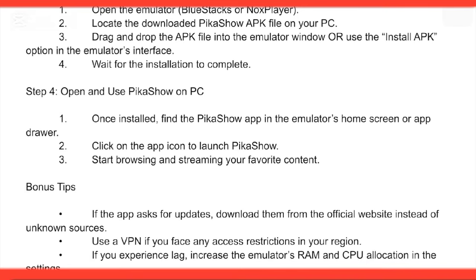Once installed, find the Pikashow app on the emulator's home screen or app drawer. Then click on the app icon to launch Pikashow. Start browsing and streaming your favorite content.